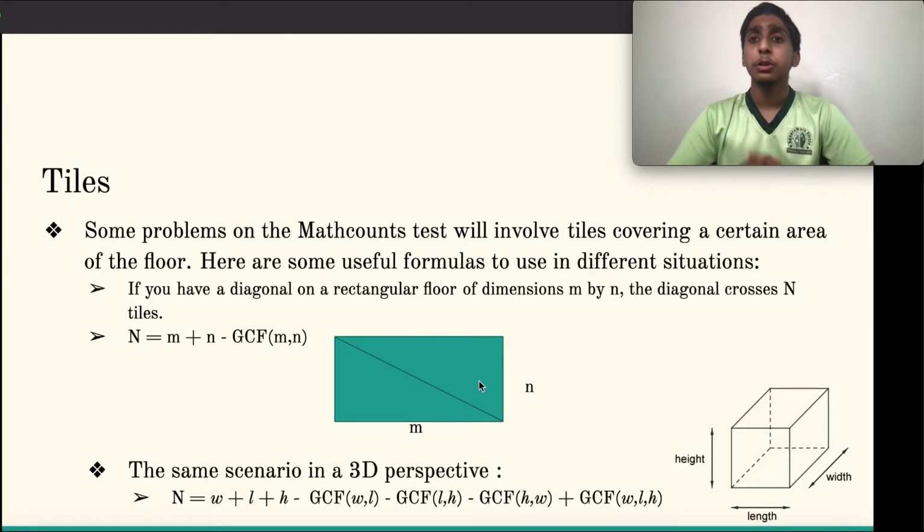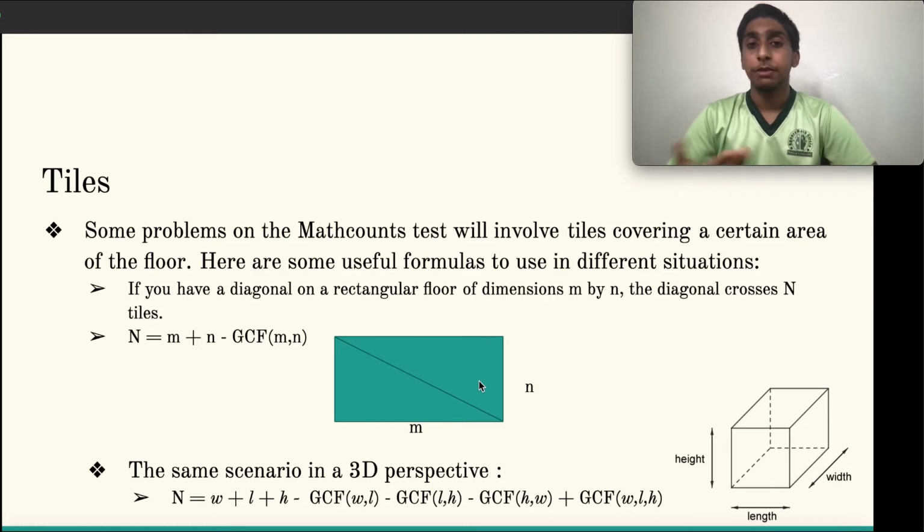If you have a diagonal on a rectangular floor of dimensions m by n, the diagonal crosses N tiles. Now, the diagonal crosses capital N tiles. This is an important distinction. When we have a lowercase n, that's generally going to be referring to a dimension I'm using, while the uppercase N is always going to be referring to the number of something, the number of tiles, the number of triangles, the number of ways. It doesn't matter. It's just the number of something.